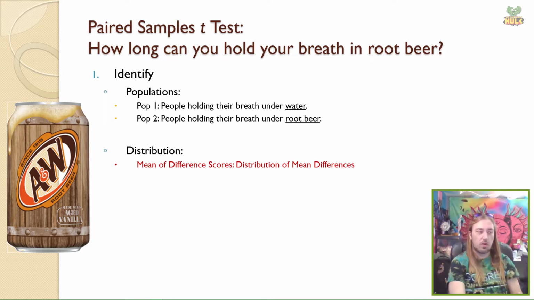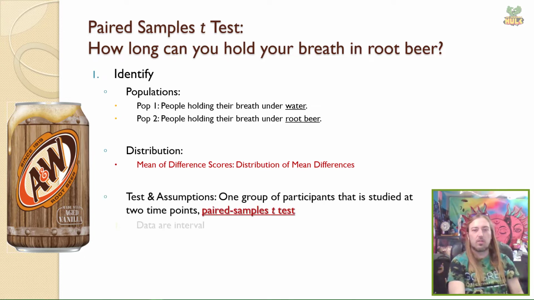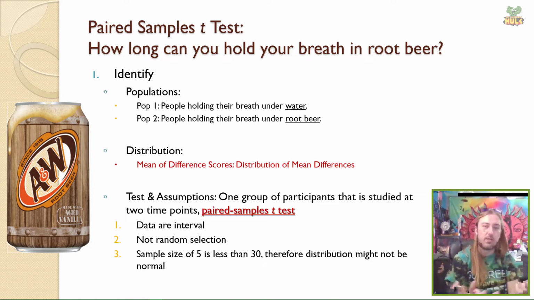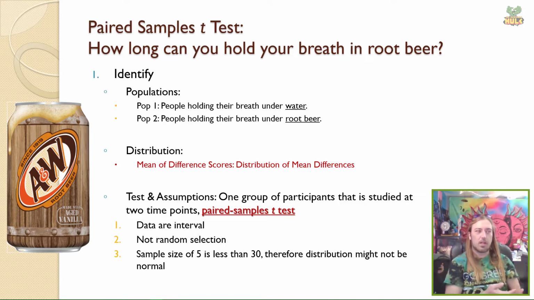Test and assumptions are all essentially identical, right? So you've got one group of participants that's been studied at 2 time points, so we know it's a paired samples t-test, right? That's the dead giveaway when it's the same people measured twice. The data are interval, right? It's times for how long they can hold their breath underwater. It wasn't random selection, it was just his buddies, but we're also not trying to generalize this much beyond.